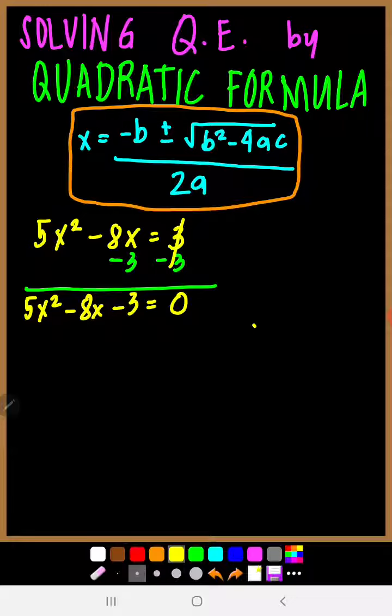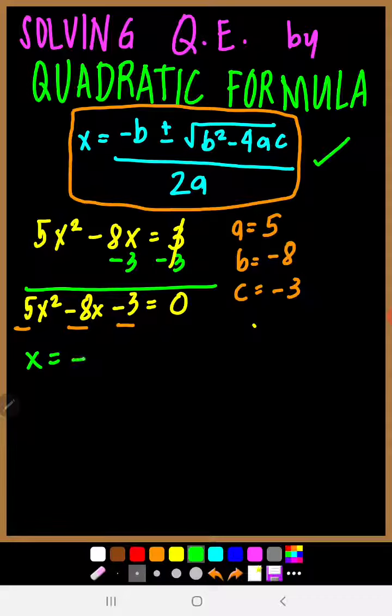This gives us 5x squared minus 8x minus 3 equals 0, because 3 minus 3 is equal to 0. After that, we identify our a, our b, and our c. Our a is 5, our b is negative 8, and our c is negative 3. Then you simply plug in the values to the quadratic formula. So x equals negative, and our b is negative 8, so you have to put parentheses around the negative 8.